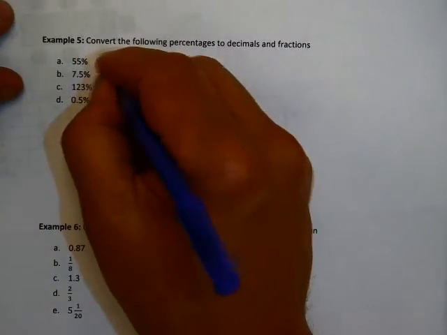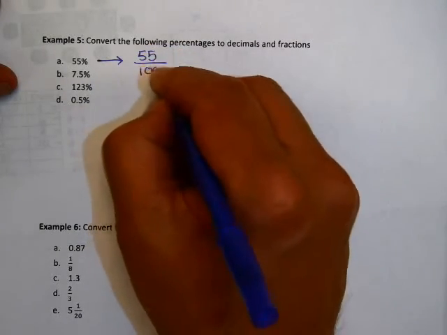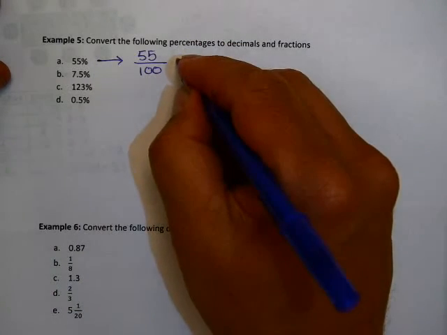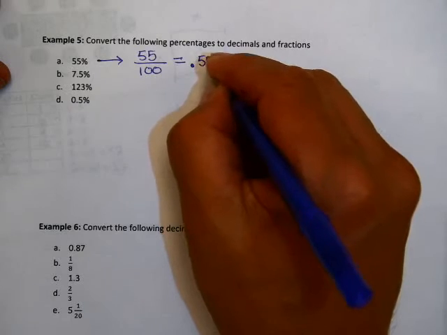Now, converting to percents is particularly easy. All I have to do is use that definition. 55% is 55 over 100. So that's a fraction right there. Of course, that fraction could be reduced. I'll let you do that. And this is also the decimal 0.55.